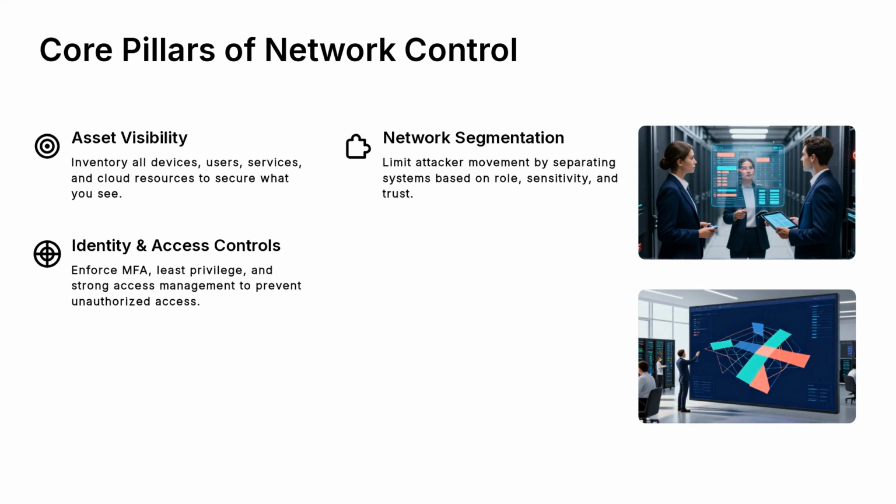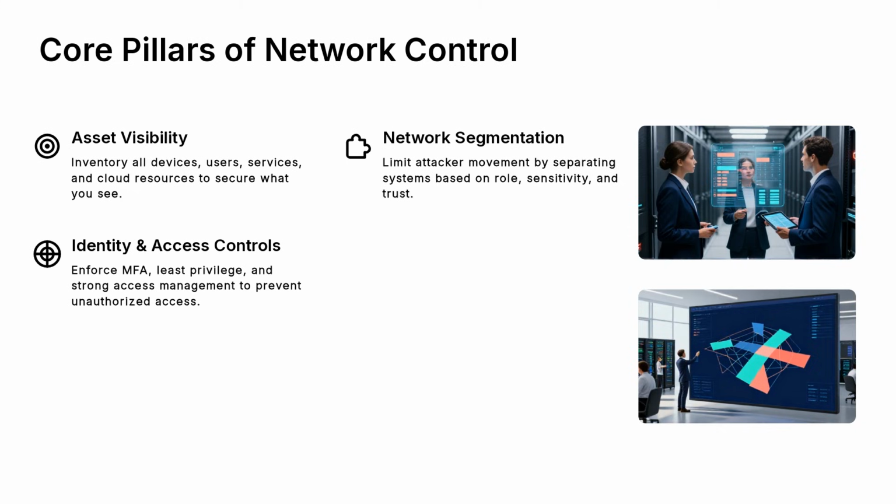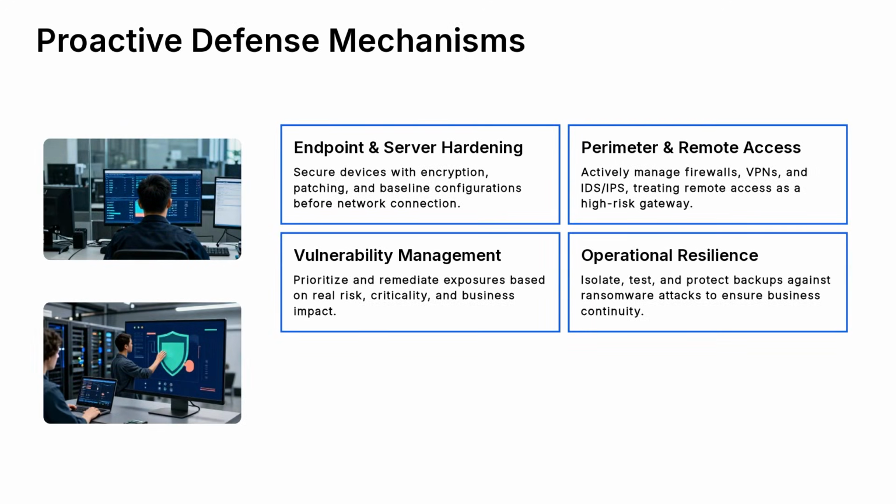Finally, we must enforce rigorous identity and access controls. This means implementing multi-factor authentication, or MFA, strictly adhering to the principle of least privilege, and ensuring robust access management to prevent any unauthorized access to our critical environments. Implementing proactive defense mechanisms is our next priority.